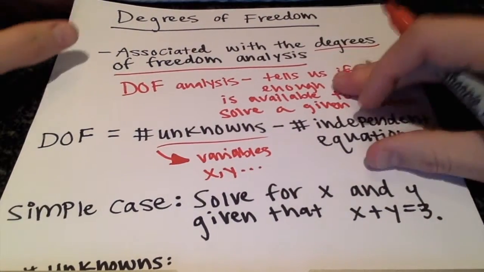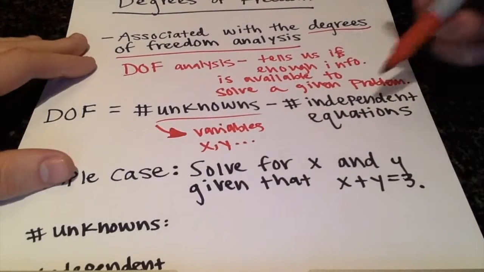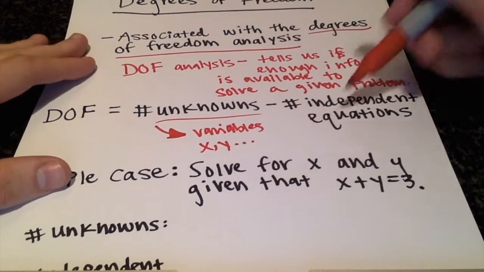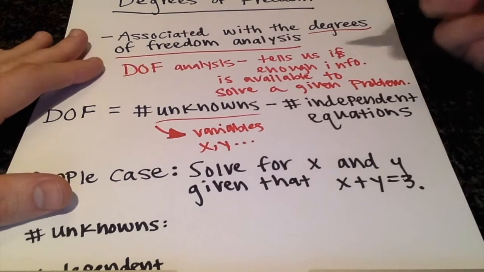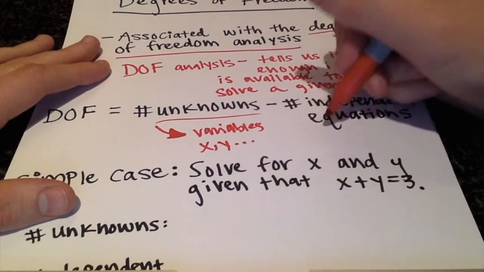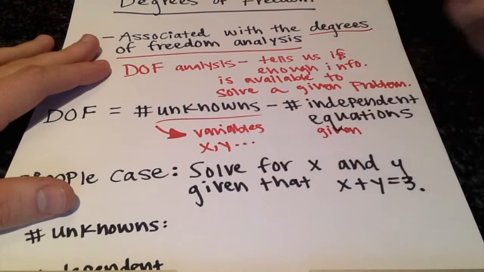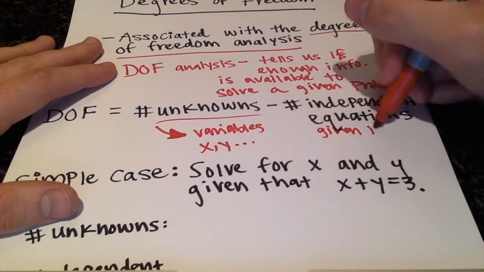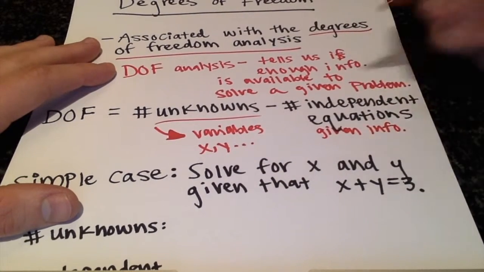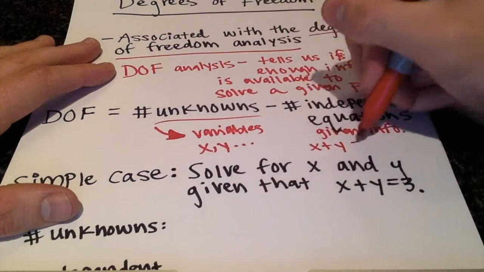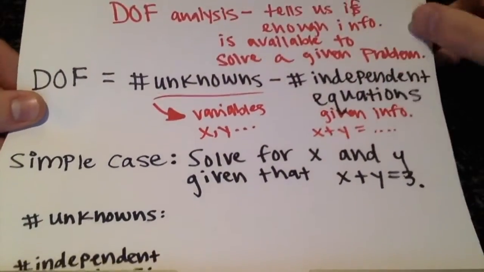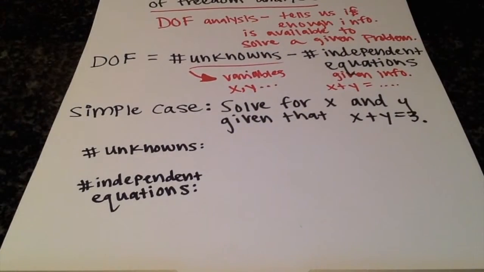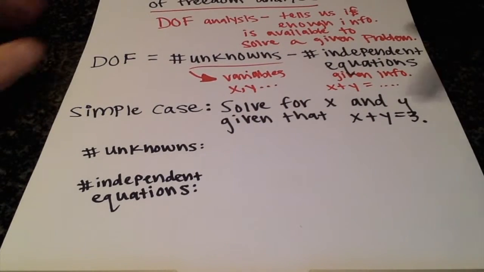And independent equations are going to be, as it says in the name, either equations or relationships. So that's going to be the information given, such as x plus y equals, or it'll say this in words. Okay, so let's look at a really simple case here.